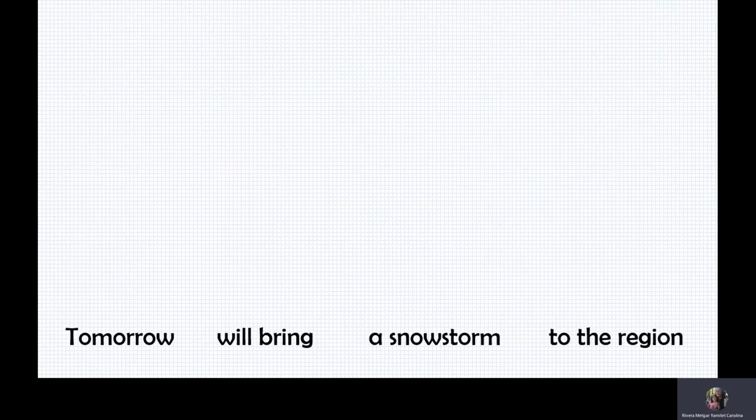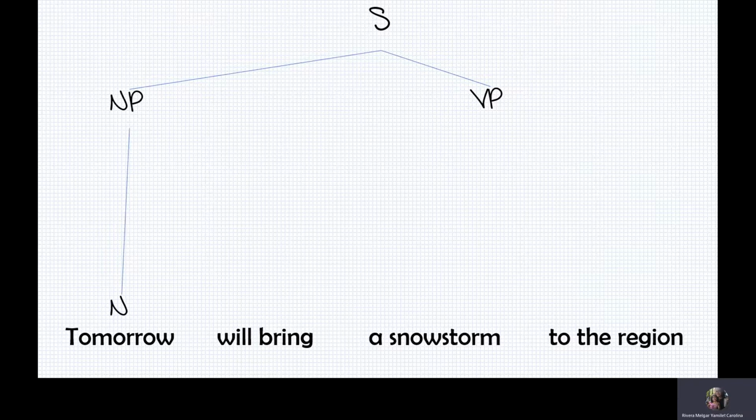Let's move on to number 2. Tomorrow will bring a snowstorm to the region. Again, at the top, you write the letter S, which means sentence. Then you need to identify the verb, which is will bring, but bring is actually the main verb. So you know that tomorrow is the subject, which is the NP, and the rest of it is the predicate, the VP. Now, on the subject part, we only have one word, which is a noun, so that will be it. Just remember to draw the lines correctly.